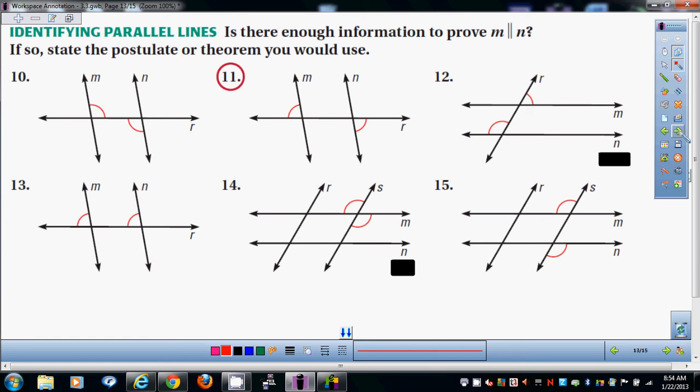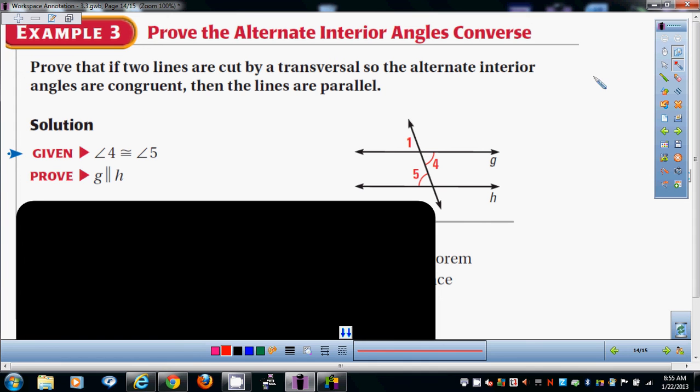Okay. Last thing. Proofs. We're entering into them. These will be worth a considerable amount of extra credit if you get them correct on a test. Now, here's what a proof looks like. They're going to give you 1 fact every time. Given. Well, not 1. Sometimes they give you more. Given. And then they ask you to prove something.